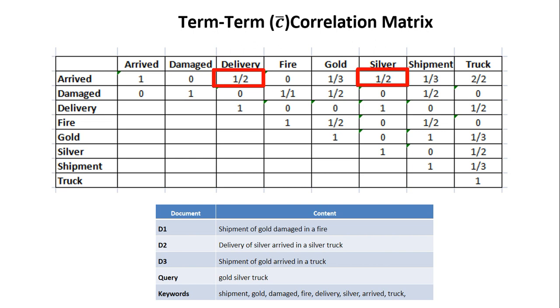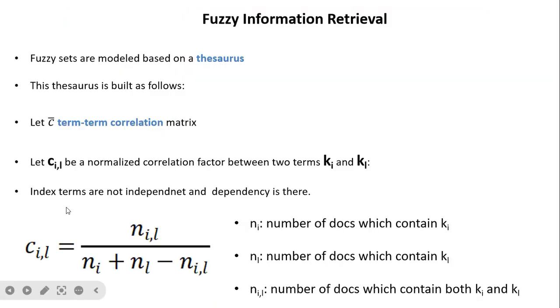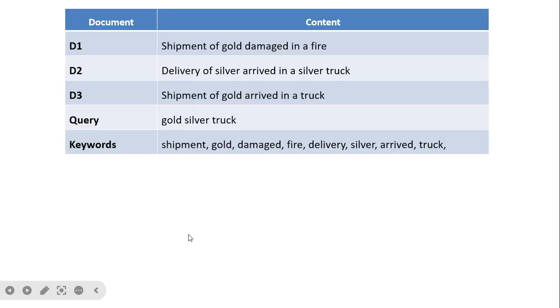Now our first step is to design the term-term correlation matrix. So all 8 keywords are there, and this is nothing but an 8 by 8 matrix. The matrix is symmetric in nature, so we are writing only half of the entries. Now when we find out the term-term correlation matrix, we require to use this equation. This equation is similar to the Jaccard equation, in which in the numerator an intersection operation is there, and in the denominator a union operation is there.